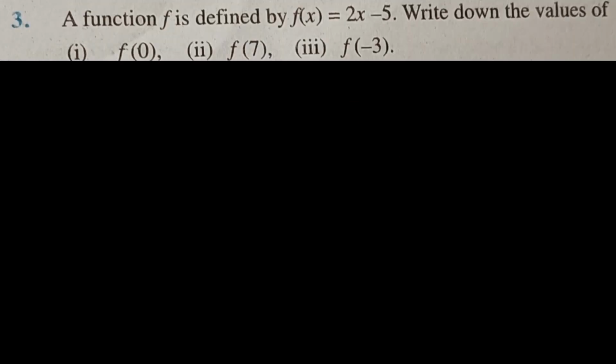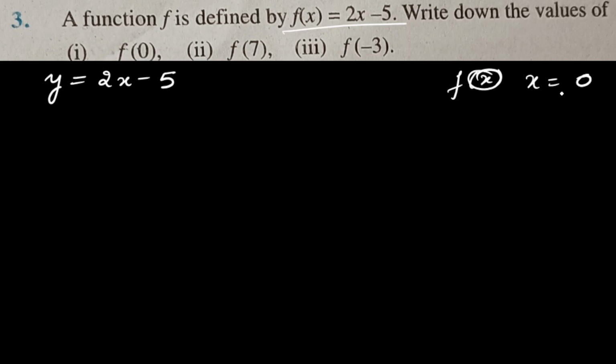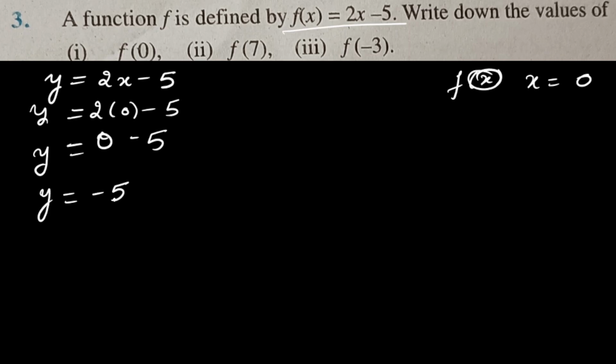Now let's do the next question. Question number 3. A function is defined by this. I can write it as y is equal to 2x minus 5. Write down the values of f of 0. See, we normally write f of x, right? So at the place of x, what I have to write here? 0. Wherever you see x, you have to substitute the x value as 0. So 2 into 0 minus 5. 2 into 0 is 0, 0 minus 5 is minus 5. So y is equal to minus 5.